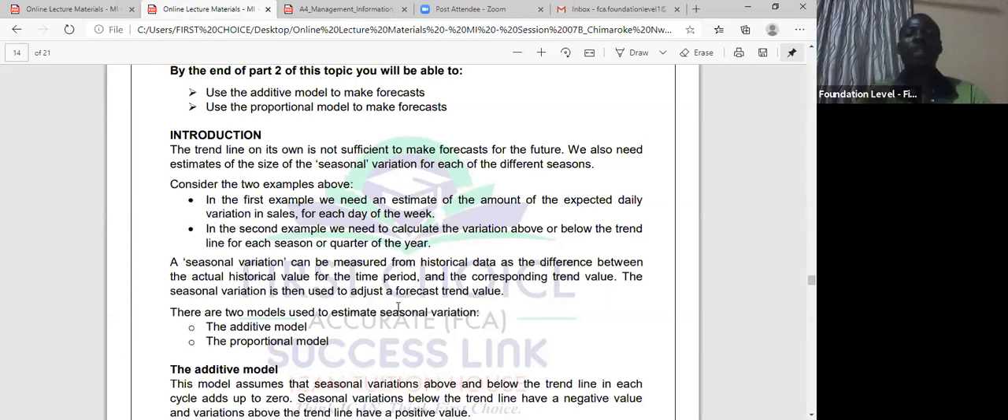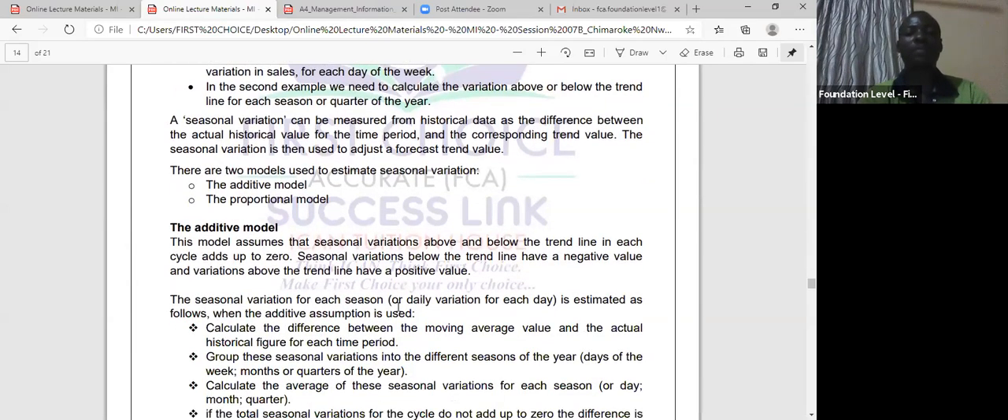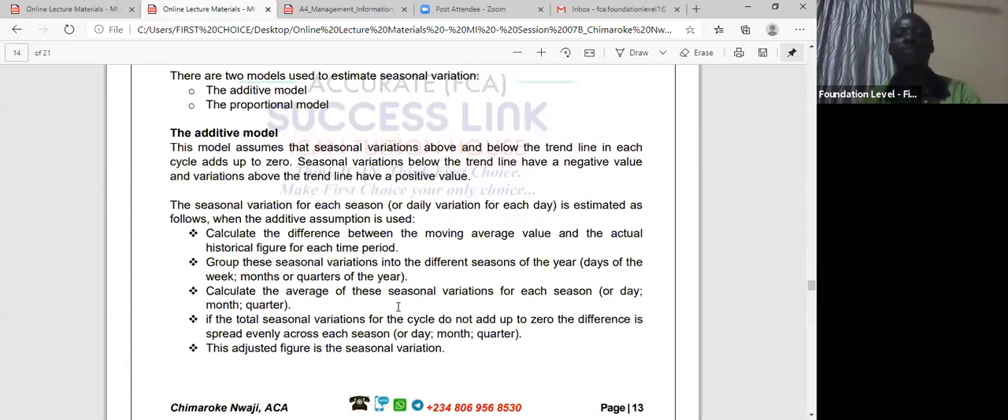Now, there are two models we can use to estimate the seasonal variation. One of them is the additive model, and the other one is the proportional or multiplicative model. Now, let's look at the additive model. From the name, it's not addictive, additive. Additive means that you have to add. This model assumes that seasonal variations are above and below the trend line.